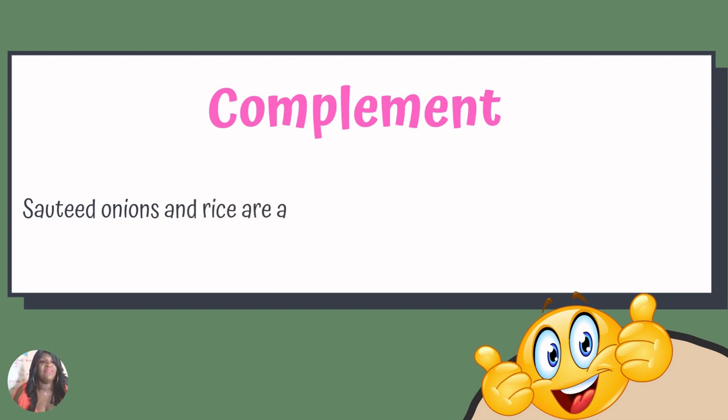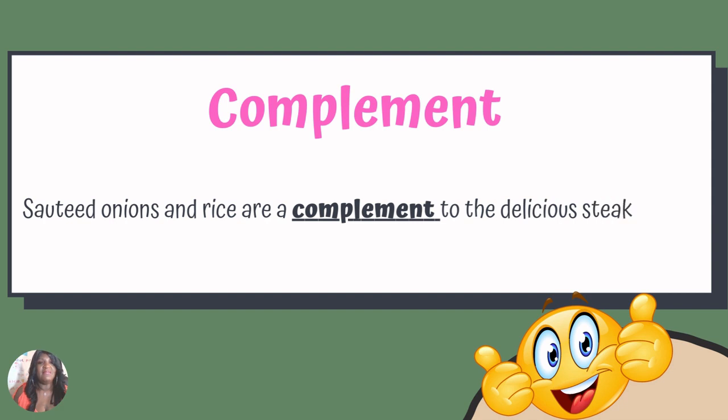Complement. Sauteed onions and rice are a complement to the delicious steak dinner. That means sauteed onions and rice add to the delicious flavor of the steak dinner. It completes the meal in a great way.